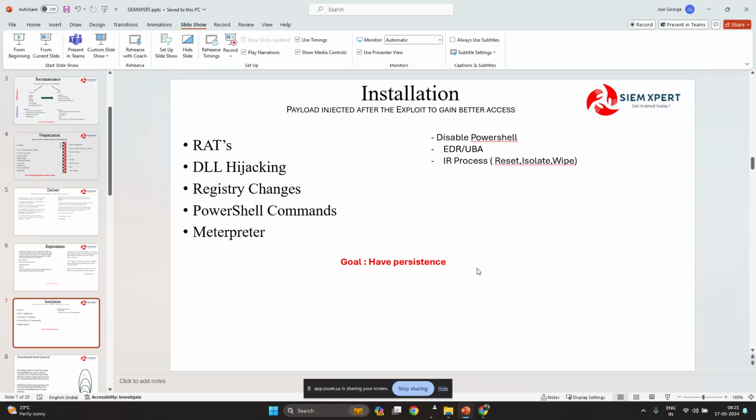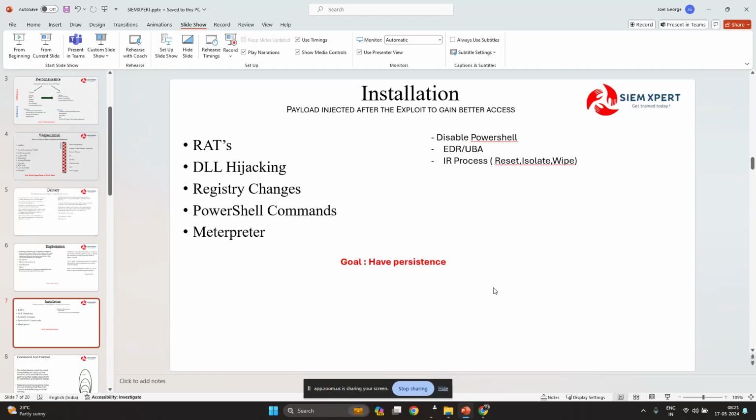This would be role-based access control. In role-based access control, if a certain user is not an admin, he does not get access to PowerShell. So PowerShell is disabled, and any admin-related activities, even on the command line, are disabled.